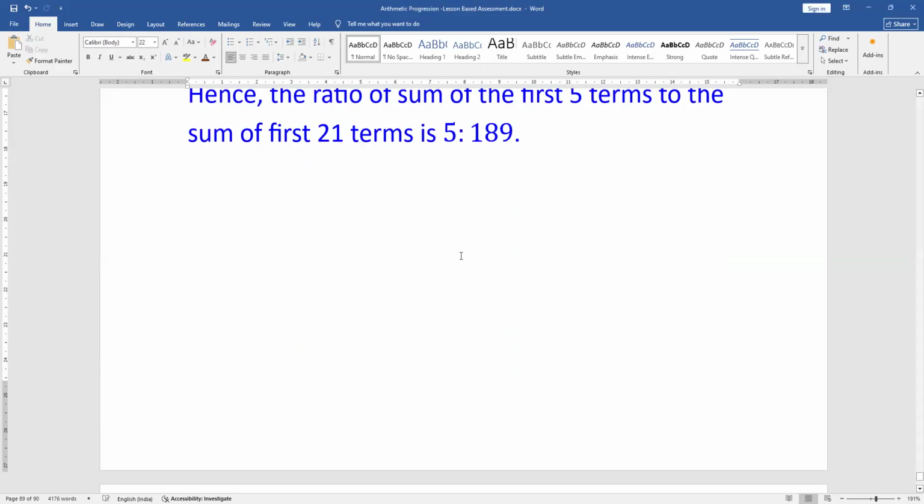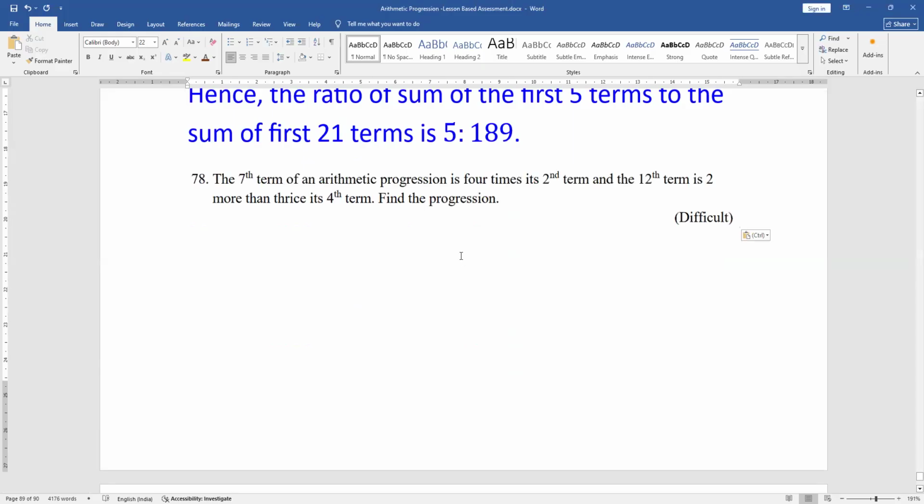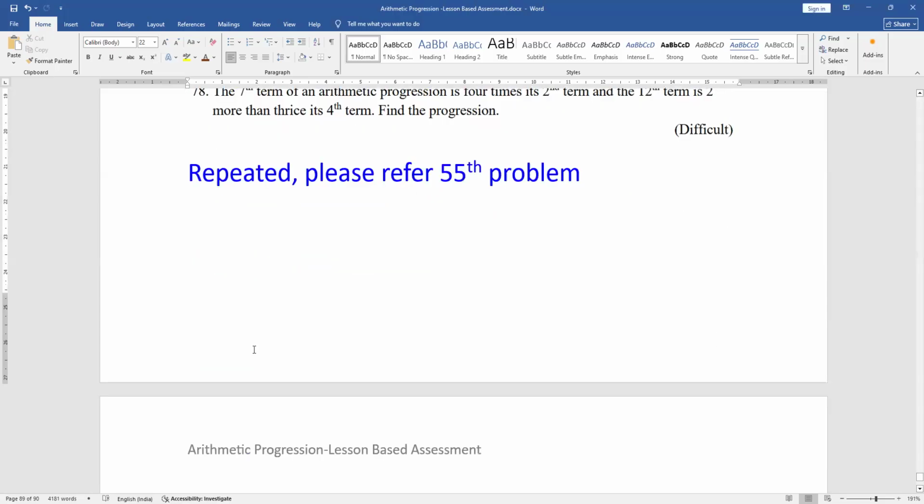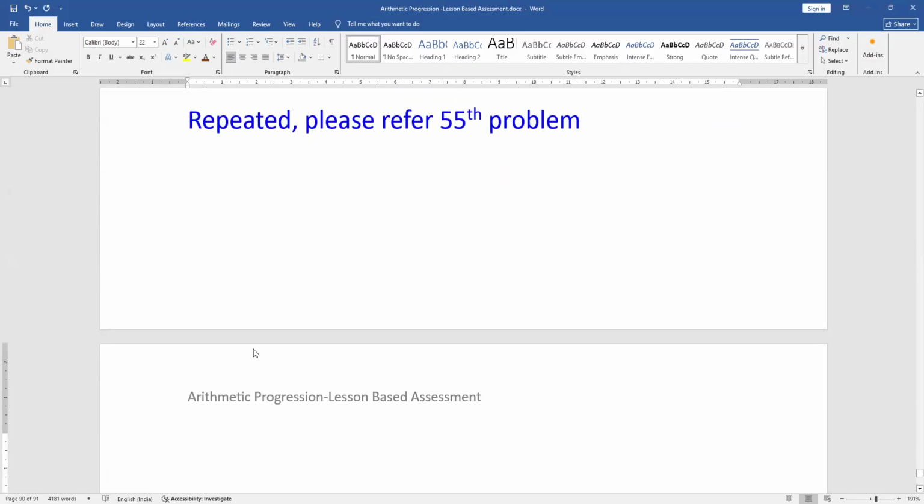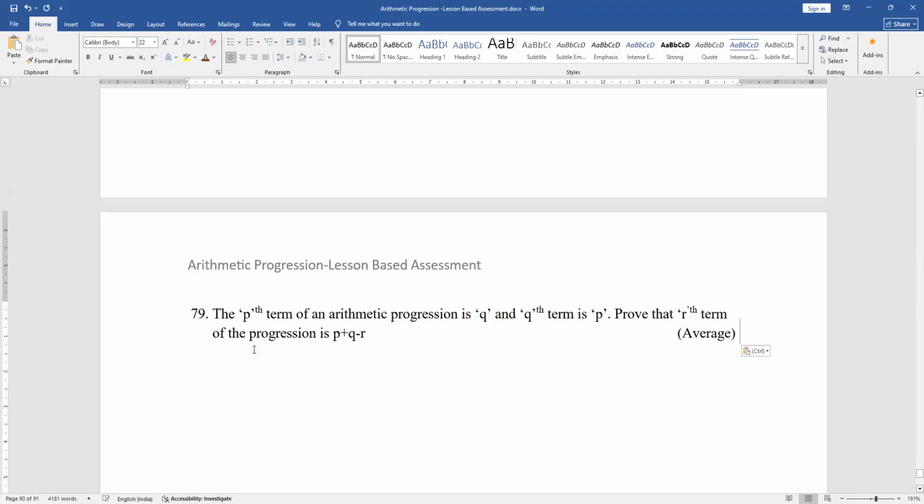So I have the next question, problem 78, seventh term of aptitude. This problem got repeated, so please refer to problem number 55 because it's already repeated. I move on to problem number 79. Okay, another important question.